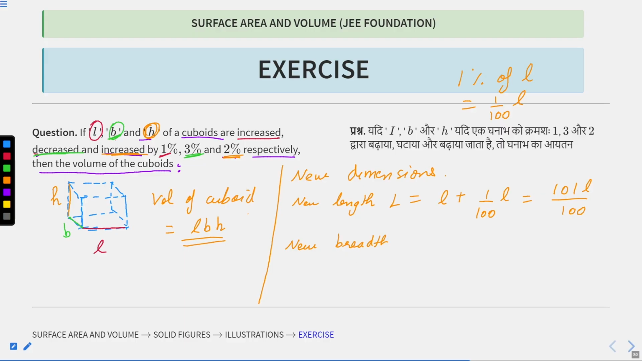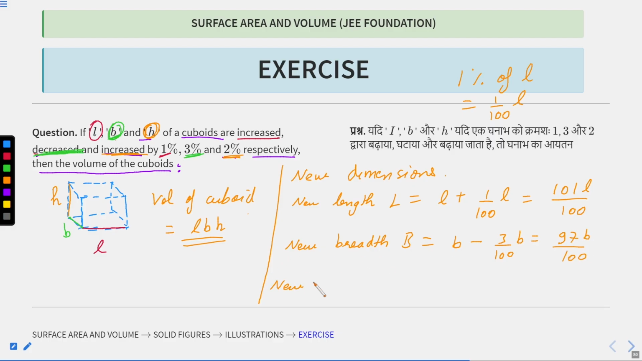Now the new breadth, which is capital B, is equal to the previous minus, because the breadth decreased, so that's why we are subtracting. By how much? By 3%. So 3% means this. I hope this is also clear. So this means 97 B by 100.